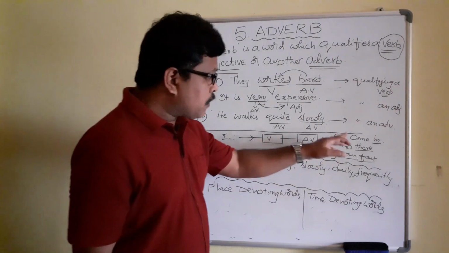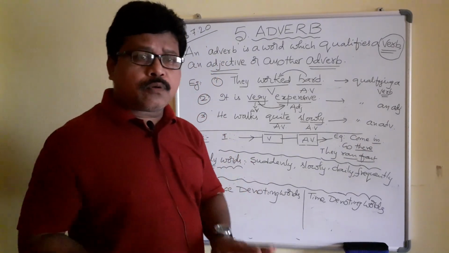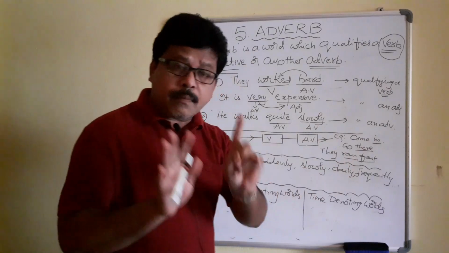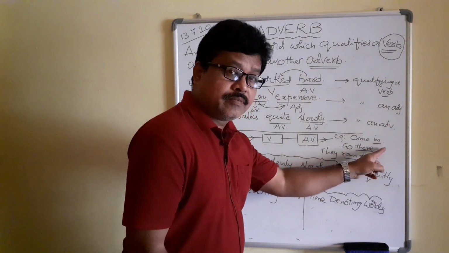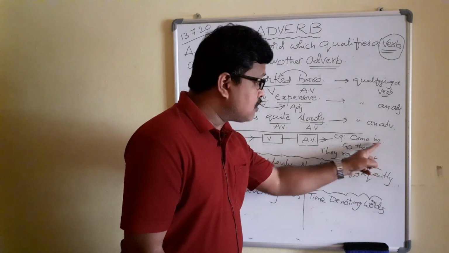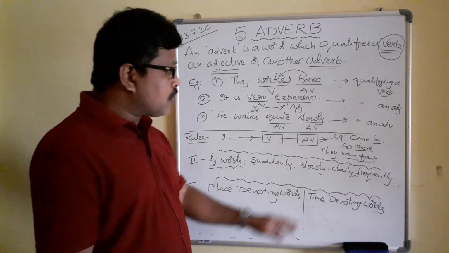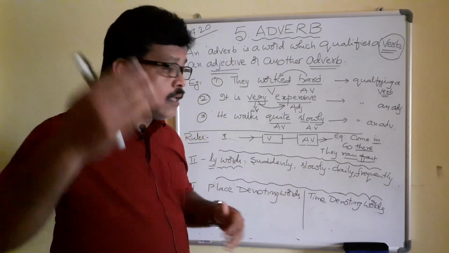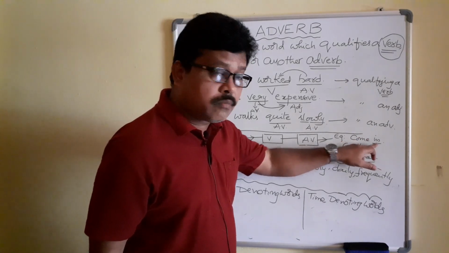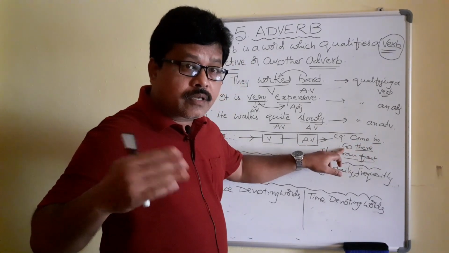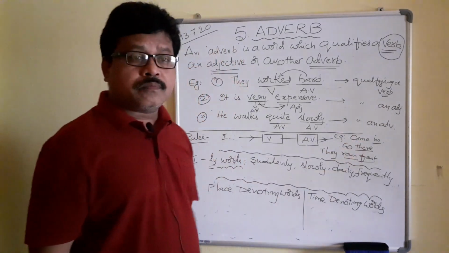For example, come in. Actually, in is a preposition, but here it is not a preposition, because the sentence ends here only. So in come in, in is an adverb, not a preposition. Go there. Here go is the verb, go, went, gone, an action. So the verb is followed by an adverb.